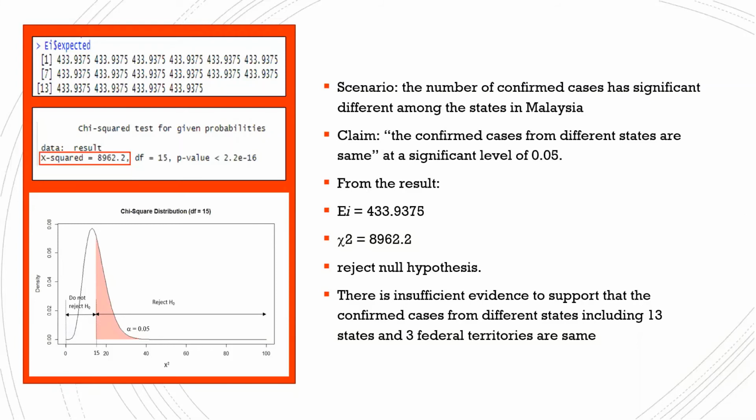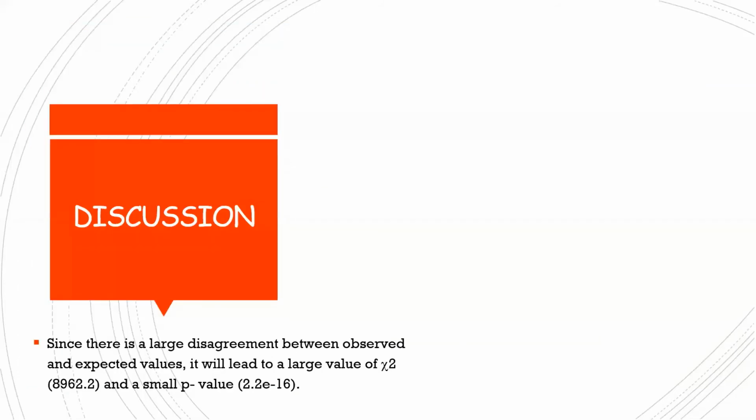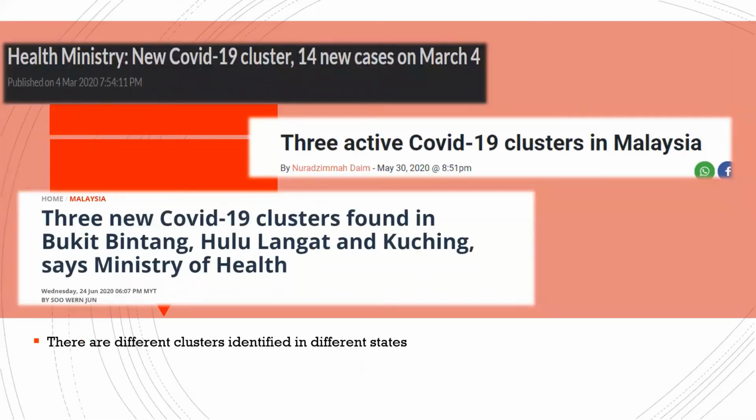So there is insufficient evidence to support that the confirmed cases from different states, including the 13 states and 3 federal territories, are the same. Since there's a large disagreement between the observed and expected values, it leads to a large value of chi-square and small p-value. And this may be due to the coronavirus disease resulting in an ongoing pandemic. There are different clusters identified in different states, which may result in some areas having relatively higher cases compared to others.